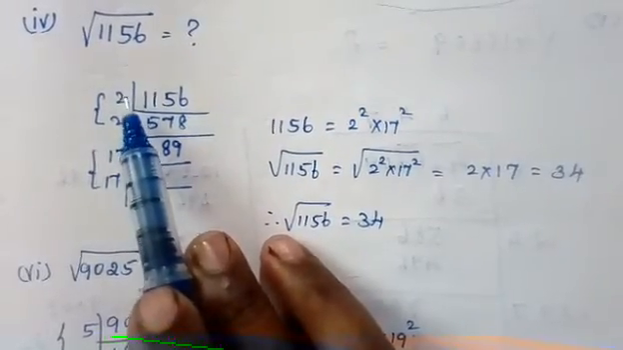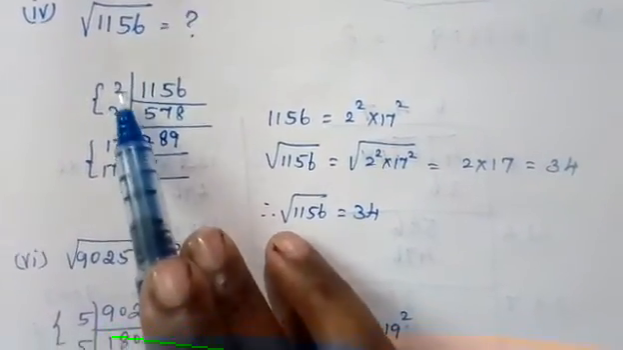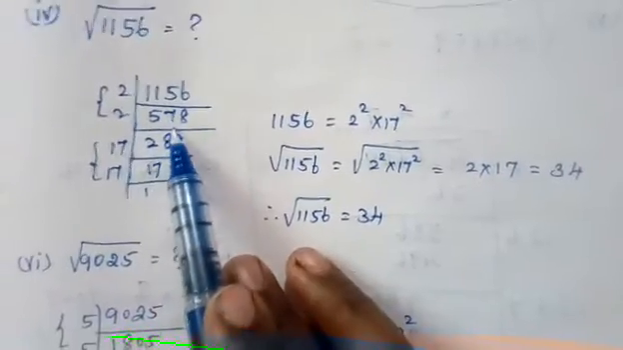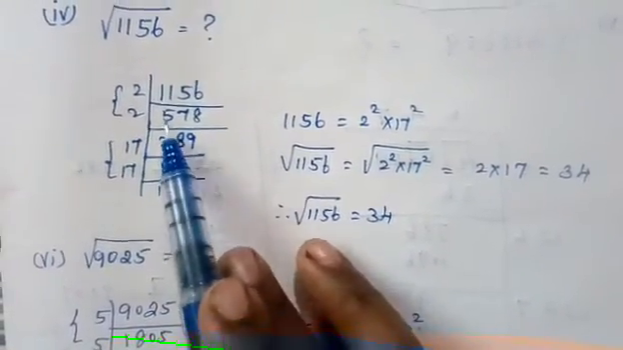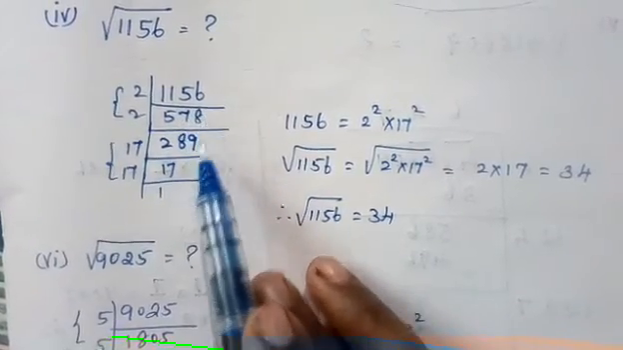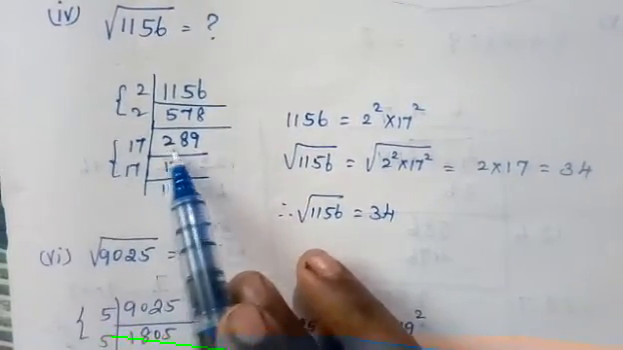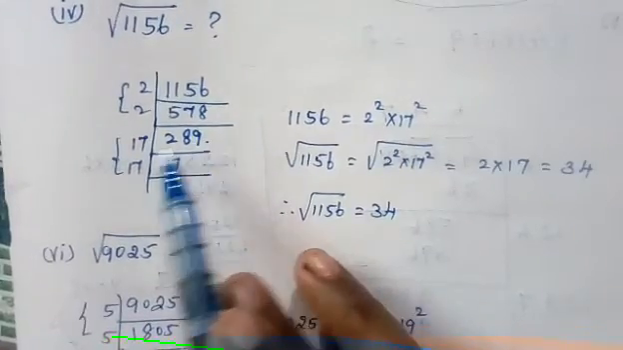That is the same way, you have to use only prime numbers. 2 table: 5 2s are 10, balance 1, 7 2s are 14, balance 1, 8 2s are 16. Then again 2: 2 2s are 4, balance 1, 8 2s are 16, balance 1, 18, 9 2s are 18. 289 is a square number of 17 square.